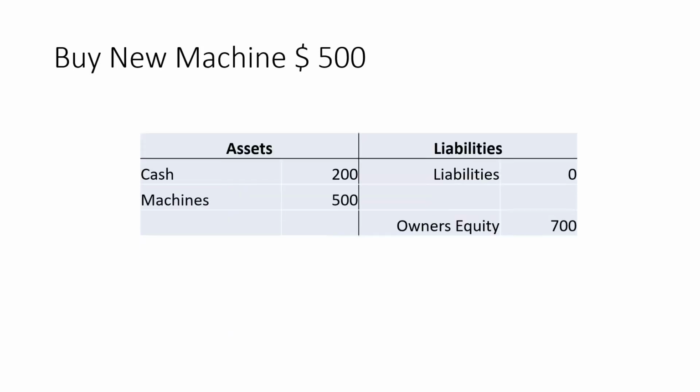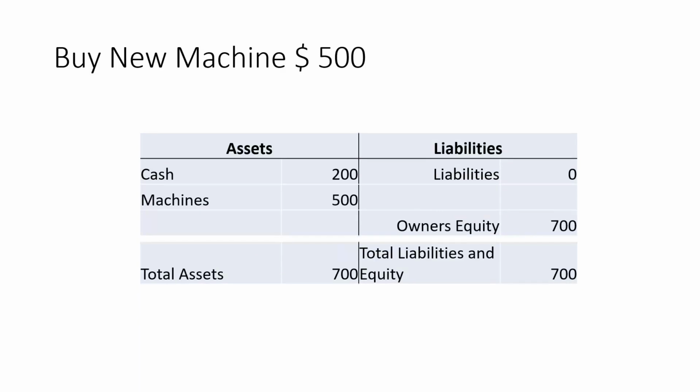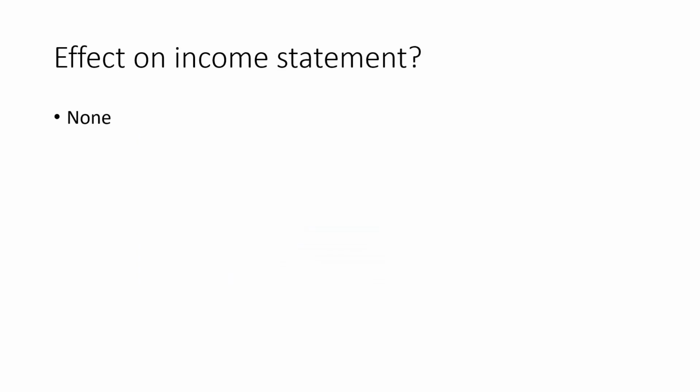When we bought a new machine for $500, we spent cash, so we had a cash outflow. In other words, there was an investing activity. We created an investment in plant and machine for $500, which led to a decrease in cash, but no effect on the total balance sheet size or total assets. So the balance sheet was still balanced, and there was no effect on the income statement because we didn't make any sales.